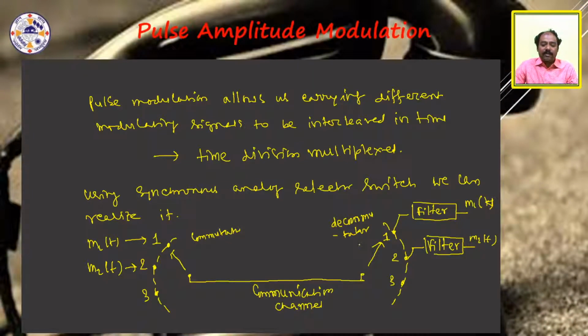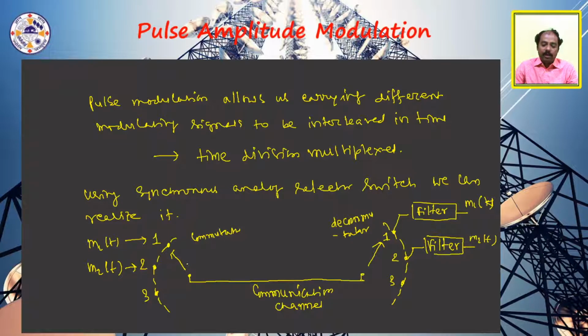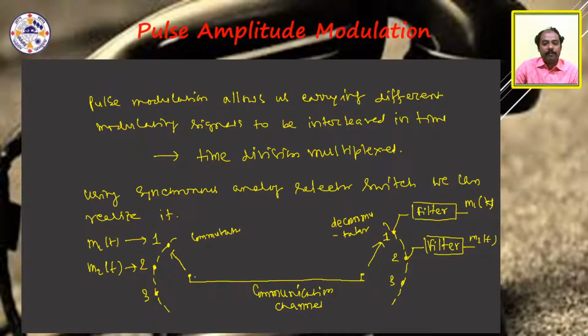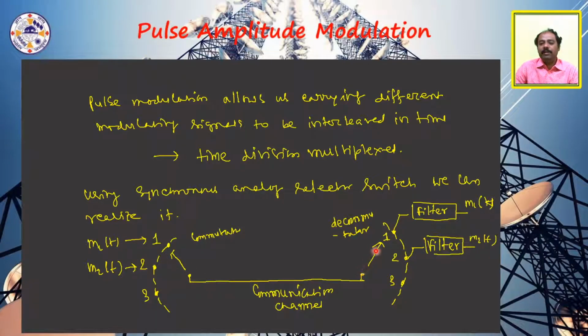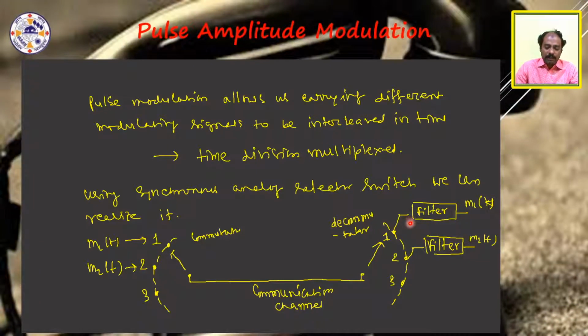Clear? These circuits act to synchronously connect the transmission line output to each separate channel demodulator in the same sequence as the multiplexed. So when we are touching this switch to one, this communication channel becomes active for M1(t), and we can receive it by touching the decommutator switch to one port and filtering out M1(t). So here the multiplexing of several PAM signals is possible.